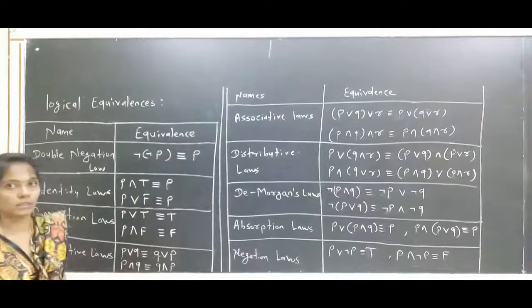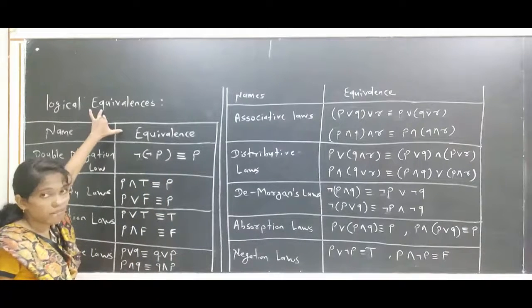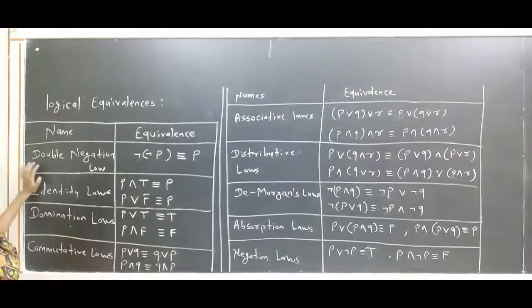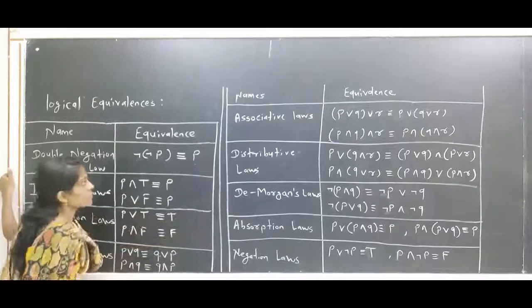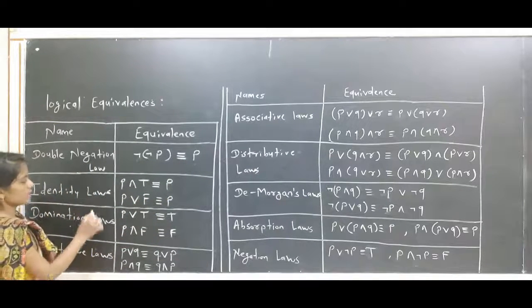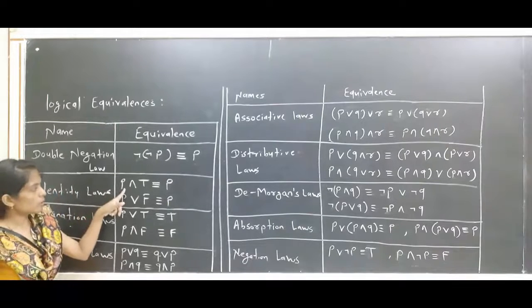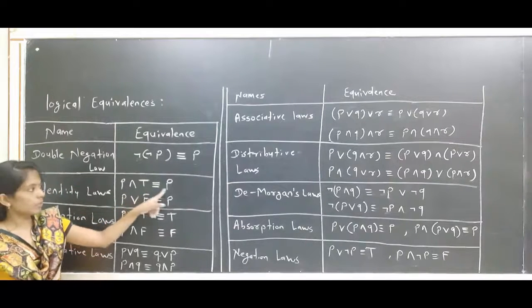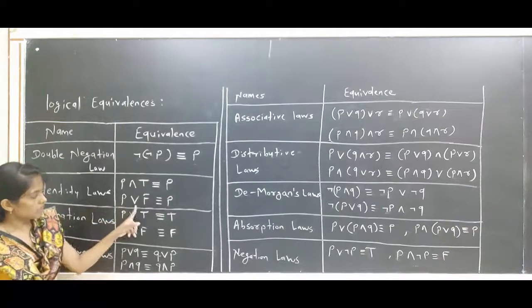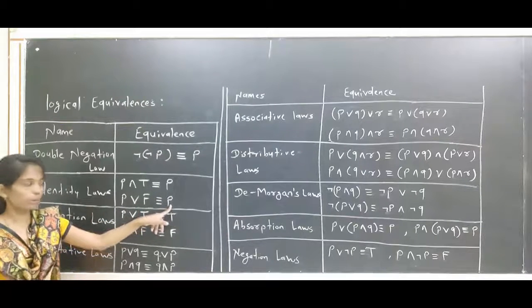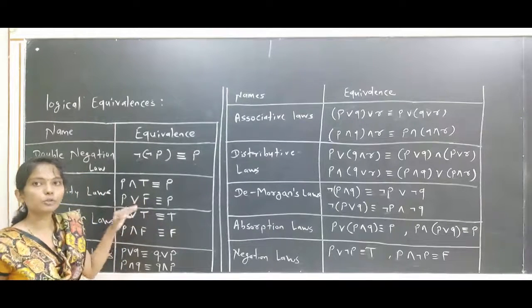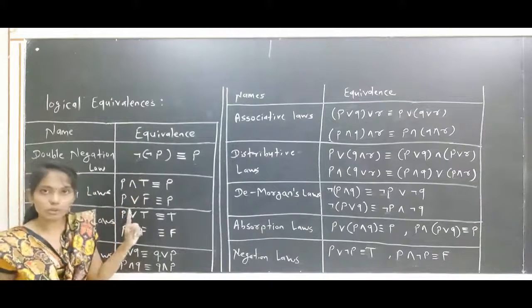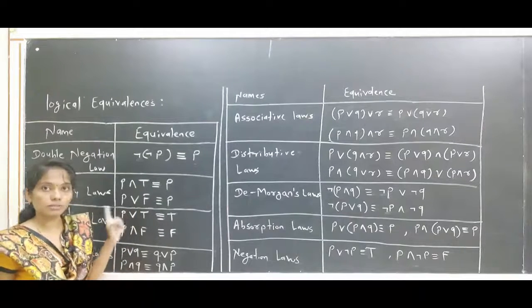Now here are some logical equivalences. We see the laws. First, double negation law. Double negation, that is negation of negation P, is equivalent to P. So this law is called double negation. Then identity laws. First identity law: P conjunction T is equivalent to P, and P disjunction F is equivalent to P. Here T and F are nothing but the truth values. T denotes true and F denotes false.